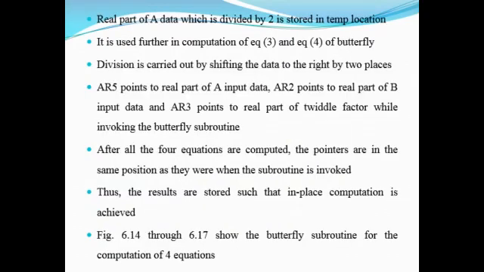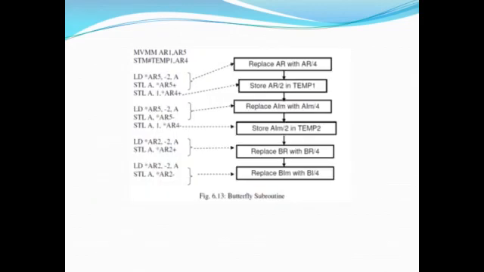Then real part of A data is divided by 2 and it is stored in one temporary location. So we have taken two temporary locations, temp1 and temp2. Temp1 is used to store the real part of the data, and temp2 is used to store the imaginary part of the data. So this is how we are going to perform butterfly subroutine. It is similar for all the statements here.